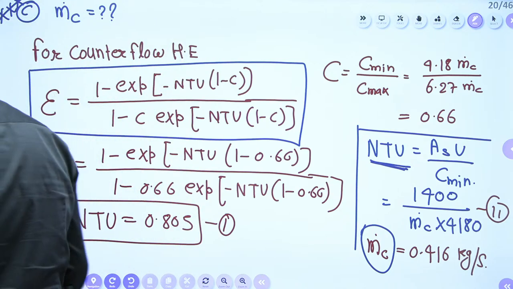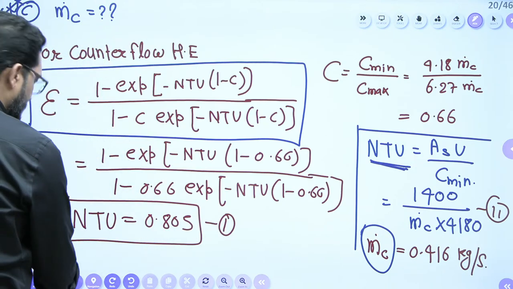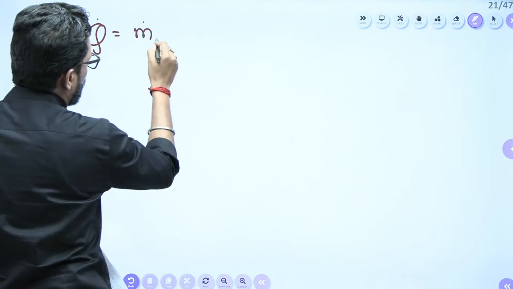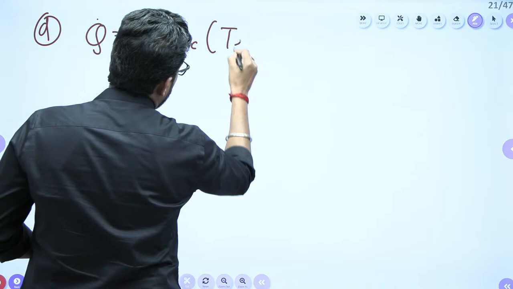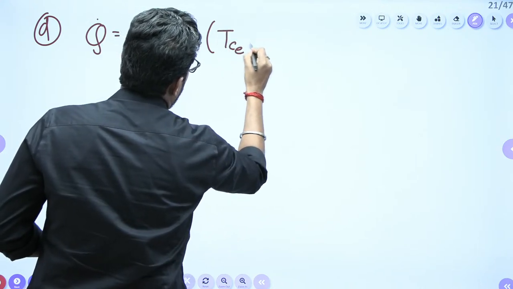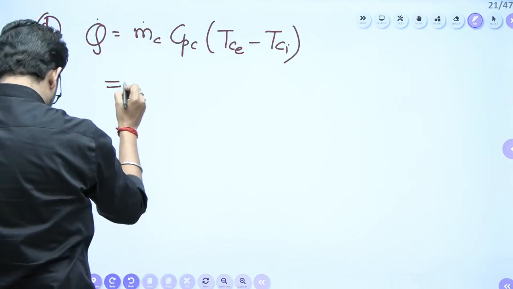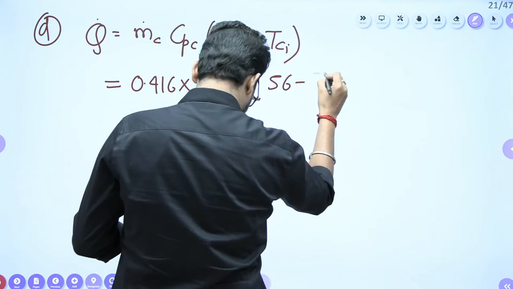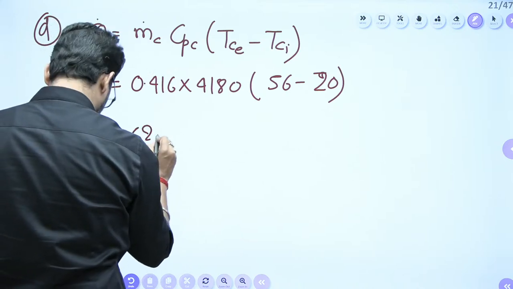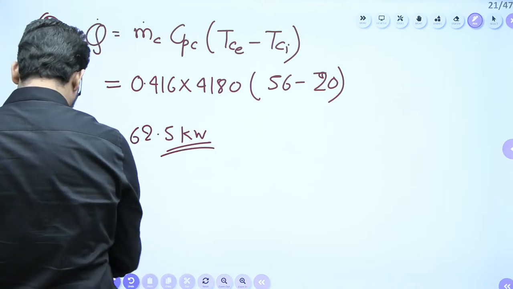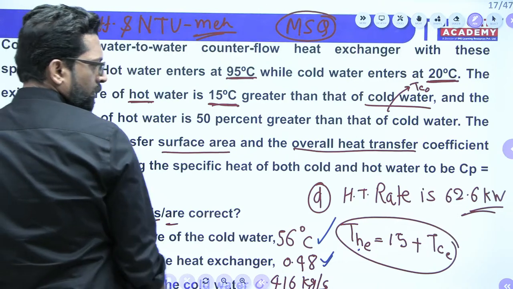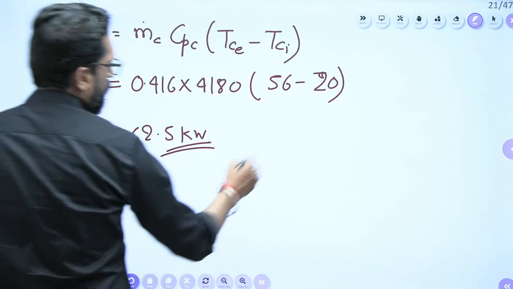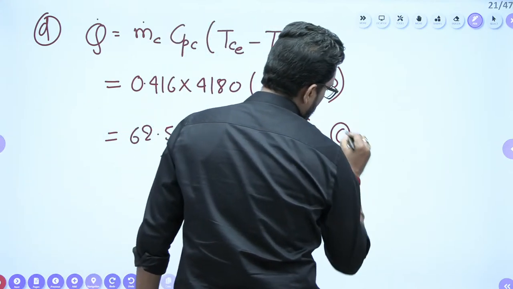Now, next, what are they asking? Next, heat transfer. For heat transfer, option D, what is the heat transfer, beta? Take any one side: mass flow rate of the cold fluid, Cp of the cold fluid, T exit of the cold fluid minus T inlet of the cold fluid. Put all these values: mass flow rate, just now you calculated it, 0.416. Cp is 4180, exit temperature 56, inlet temperature 20. Put all these values, this is your 62.5 kilowatt. So check whether it is correct or not. 62.5. So options A, B, C and D all are correct.